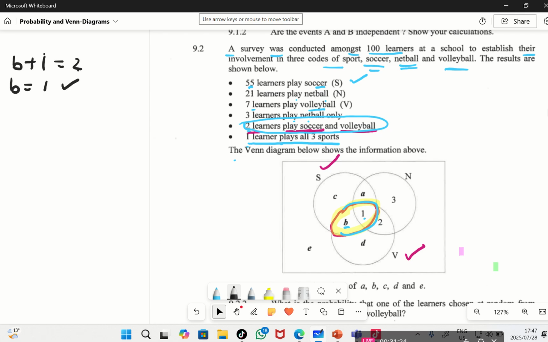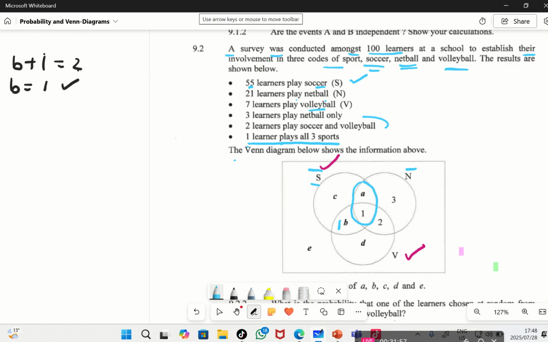Now, let's see if we can find A using the intersection of soccer and netball. Let's see if we are told the number of learners who play soccer and netball at the same time. We are not given that. However, we've got 1 here. Remember that B equals 1.